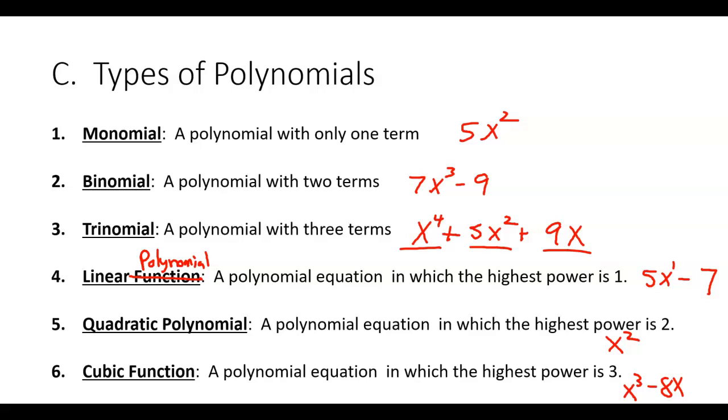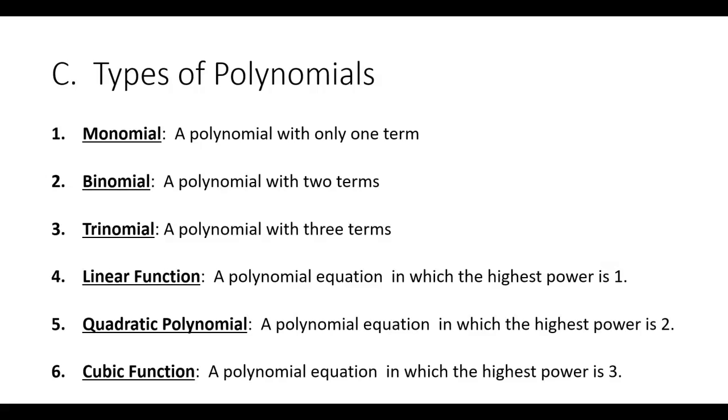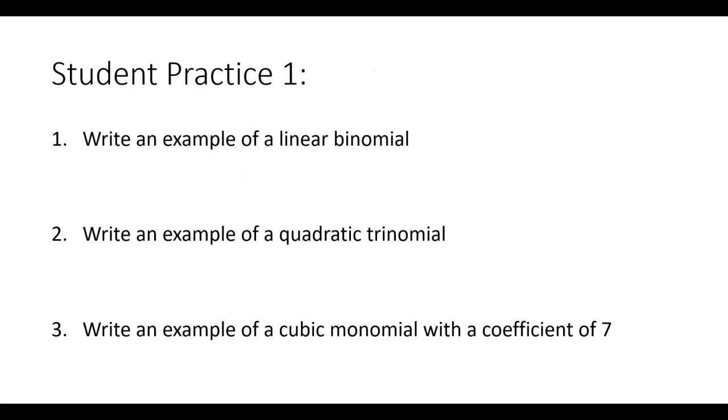So you could have different combinations here. For instance, you could have a quadratic binomial. That would mean the highest power is 2, but there's two terms. Or you could have a cubic trinomial. That would mean your highest power is a 3, but you have 3 terms. You could combine these and get different types. And that's what I'm going to have you guys do right now. I'd like you guys to come up with examples for these 3 things on your own. Just talk amongst yourselves in your groups and figure out some stuff. And we'll see how that comes along. So go ahead and take a minute and give me some examples of each of these things. Just make up your own.